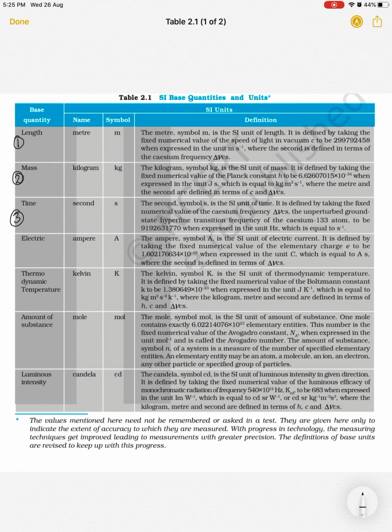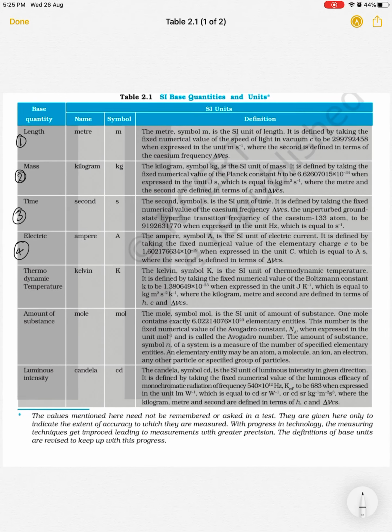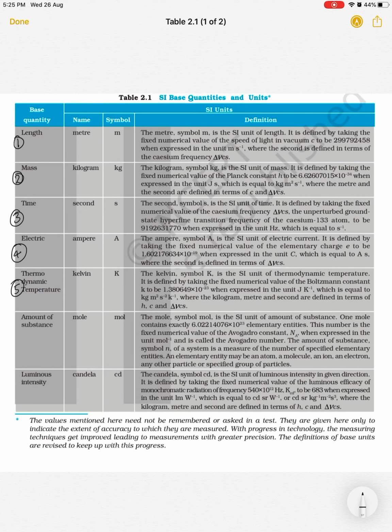Now, the next base quantity is electric current, and the name of its unit is ampere and the symbol is capital A. It is to be noted here that the symbol for the ampere is taken as a capital letter because it is the name of a scientist. If the unit is in honor of a scientist, then the symbol is to be written with a capital letter. Similarly, in thermodynamics, we have thermodynamic temperature and its unit is Kelvin, in honor of the scientist Lord Kelvin, and the symbol is capital K. The sixth quantity is amount of substance, and its unit is mole and the symbol is mol. And the last is luminous intensity, its unit is candela and the symbol is cd.